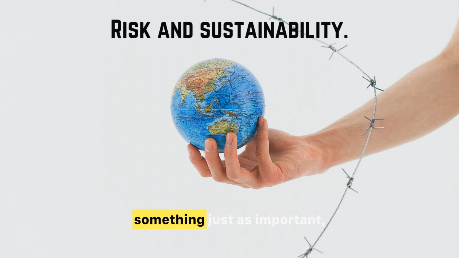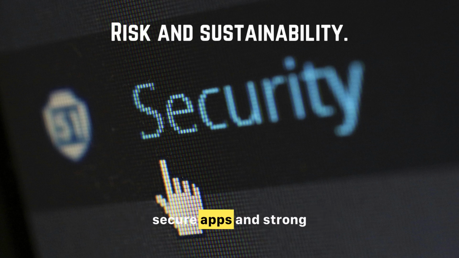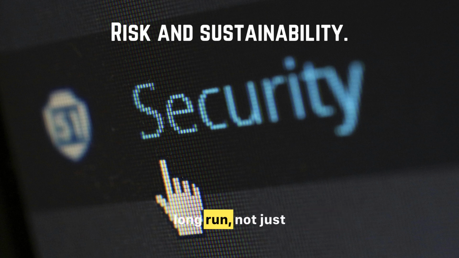Now, let's focus on something just as important: risk and sustainability. Advocacy can sometimes come with risks, especially when you're working on sensitive issues like refugee rights. That's why it's so important to plan for safety and to take care of yourself and your team. For example, protect your online communications by using secure apps and strong passwords. Know your local laws about protests, free speech, or gatherings so you don't run into legal trouble. And don't forget, take breaks, rest, and support each other.